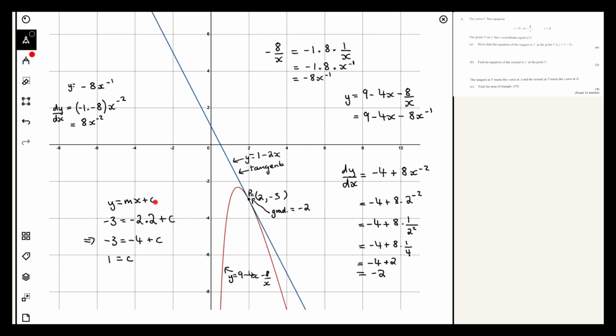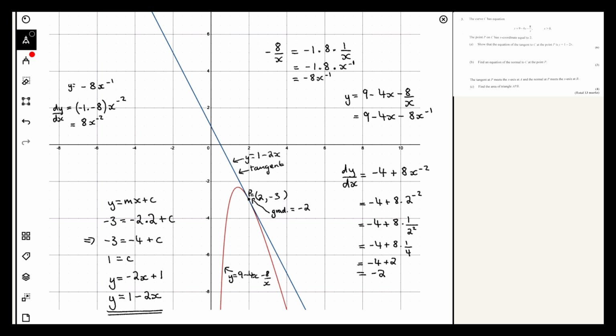Therefore, the equation of the tangent would be y equals, well, m we said was minus 2 and c is 1, which if I rearrange would be 1 minus 2x. And here you can see that this is the same as what we were given: y equals 1 minus 2x. So we were asked to show that the equation of the tangent is 1 minus 2x, and that's what we've done here.